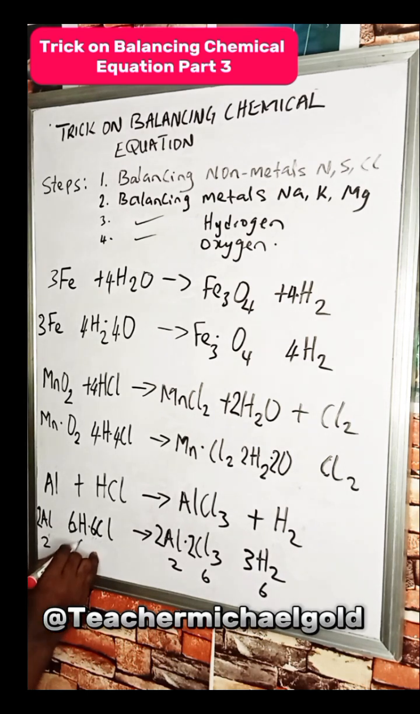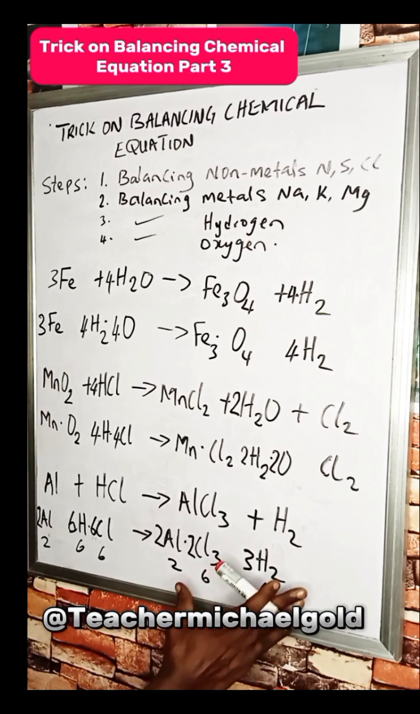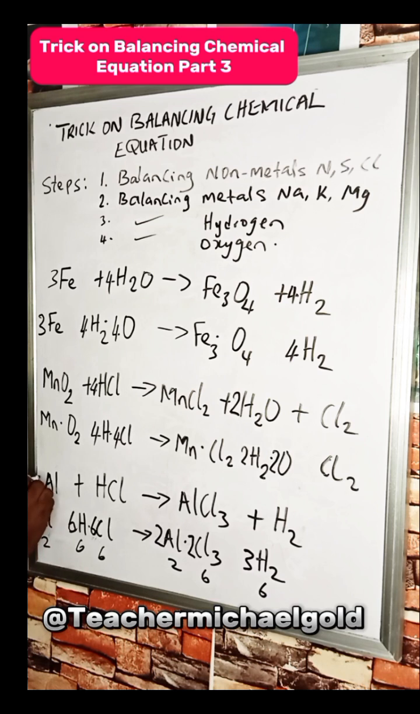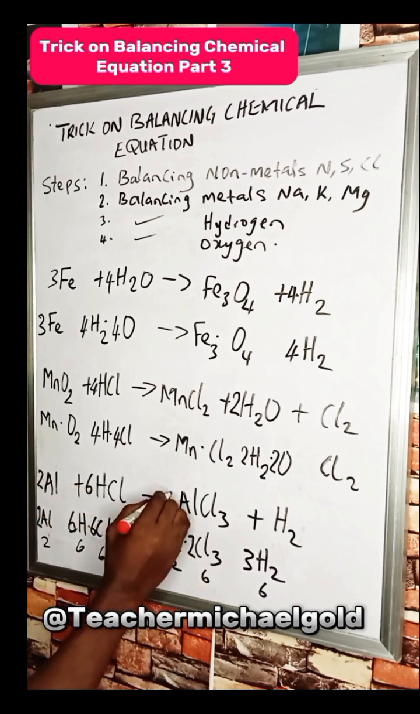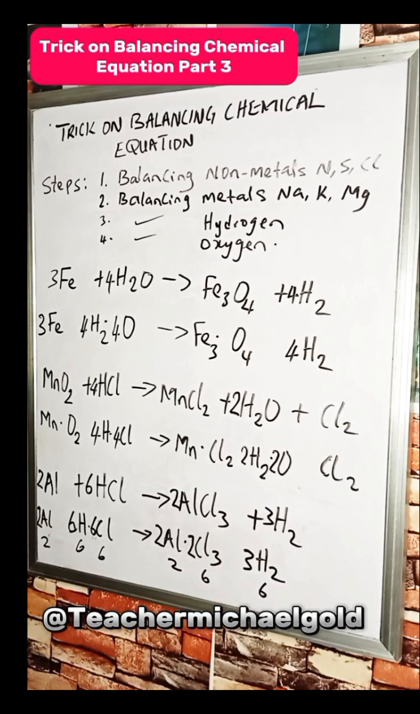So you have 2 here, you have 6, you have 6 here, here 6, here 6. So you can now find the number of molecules for this part to balance this particular equation. So we have 2 here, here we have 6, here we have 2, and here we have 3. So the equation is balanced.